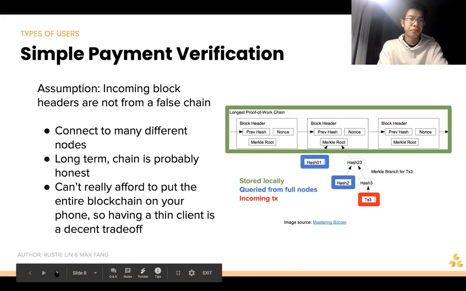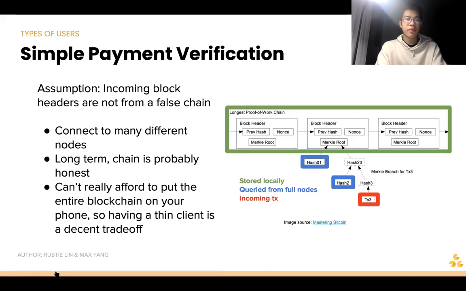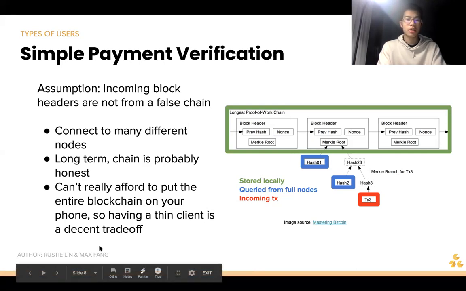Yeah. So let's talk more about simple payment verification. The assumption is that incoming block headers are not from a false chain, because false chains are relatively unlikely in the grand scheme of things. And long-term, the chain is probably honest because there are usually more honest users than dishonest users. You can't really afford to put your entire blockchain on the phone, so having a thin client is a decent trade-off. So what happens is that you connect your node to a full node, which you assume to be accurate, and then you just examine the Merkle root to check if your transactions are in the blockchain.